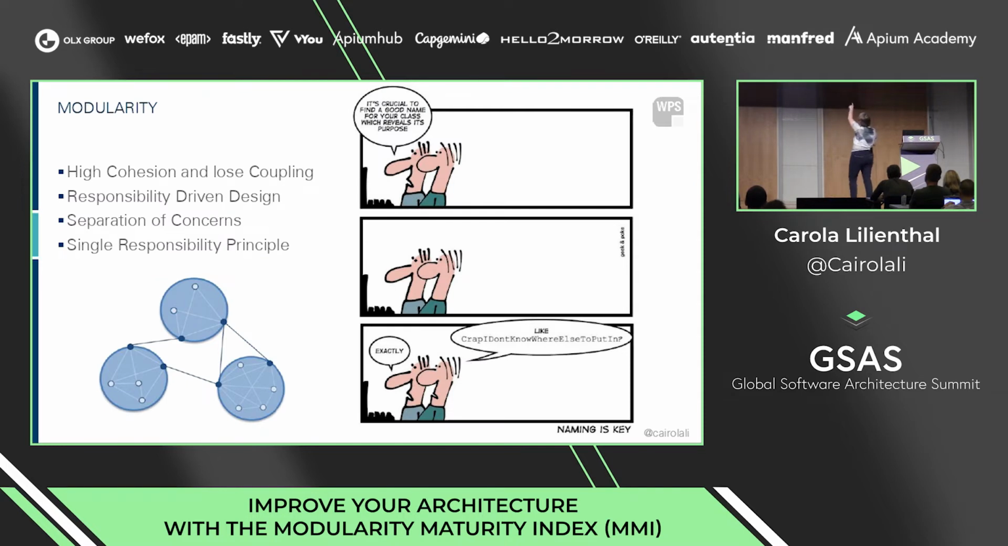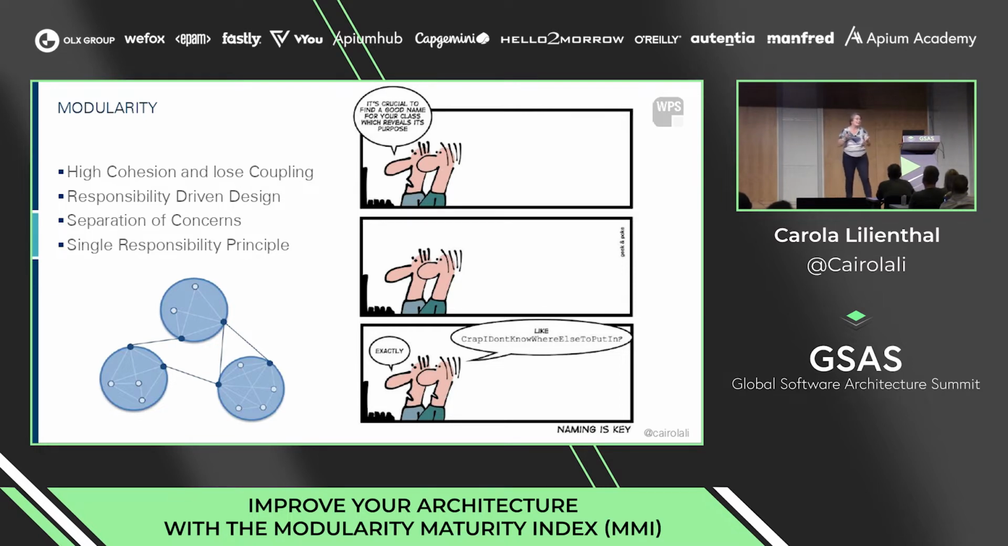We start with a joke, because otherwise you will not follow me. So one of them says, it's crucial to find a good name for a class which reveals its purpose. And then they look at the screen, and then the other one says, like crap, I don't know where else to put it in. And then the first one says, exactly. You know? And the title is, naming is key. That's the point. If you can't find a good name for the thing, it's not a good module, I'm sorry, on whatever level you are.